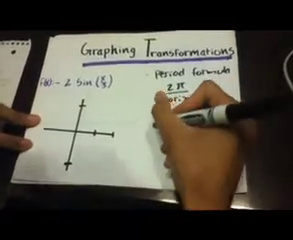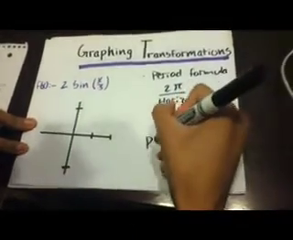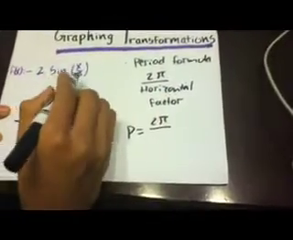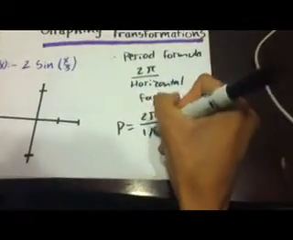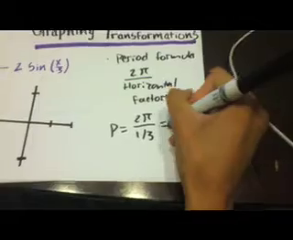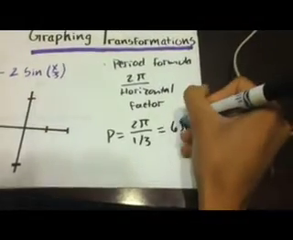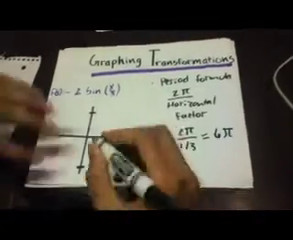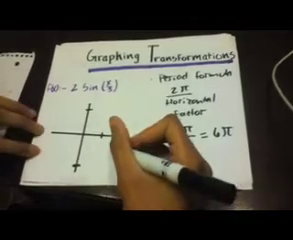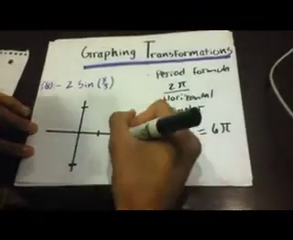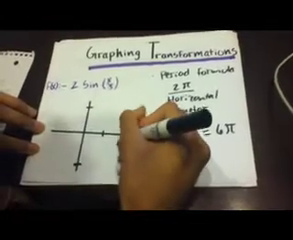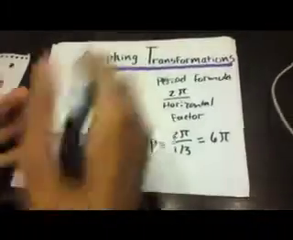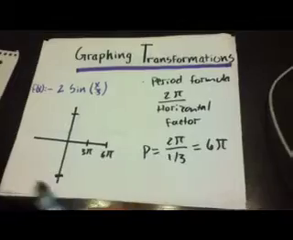So to find the period, P, we're going to do 2 pi over 1/3, because this x over 3 is essentially 1/3. And this is going to equal 6 pi. Now that you know the period is 6 pi, it makes things a lot easier. Because you can go ahead and put 6 pi right there, and put 3 pi right here. You only have to graph one wavelength, which is going to be 6 pi, and this is going to be half of it.